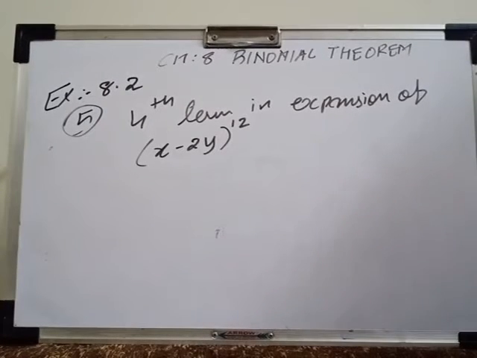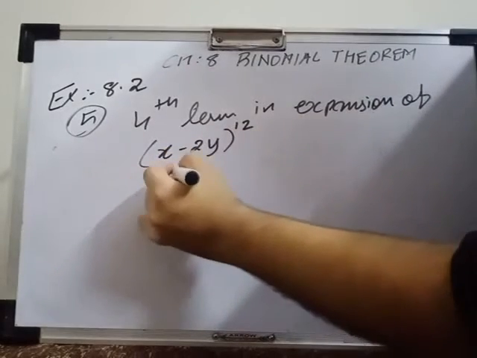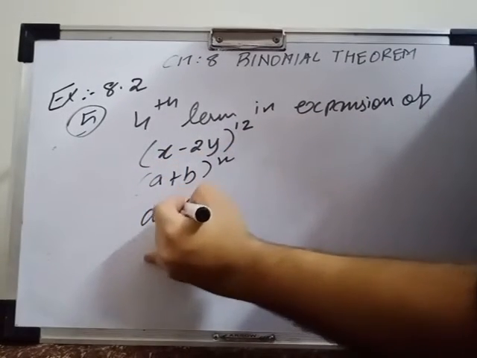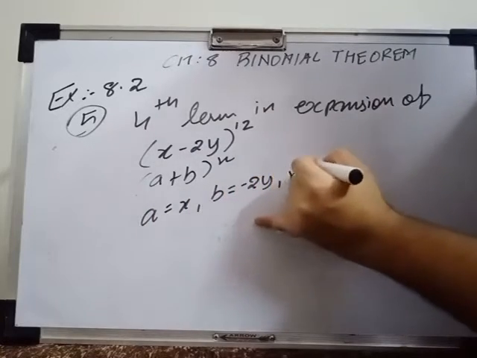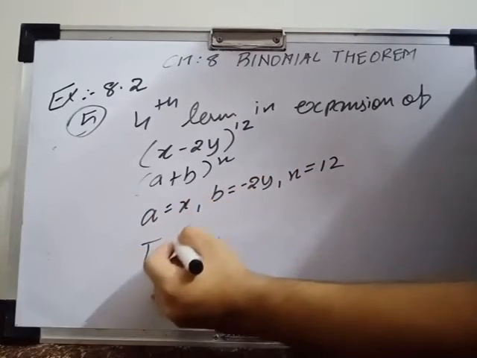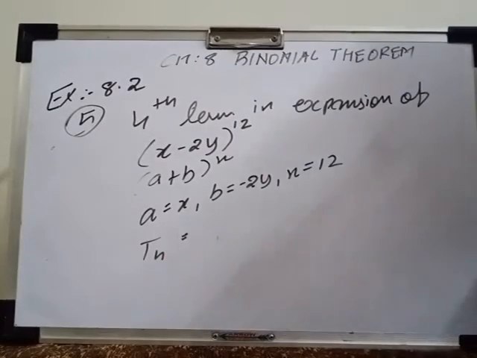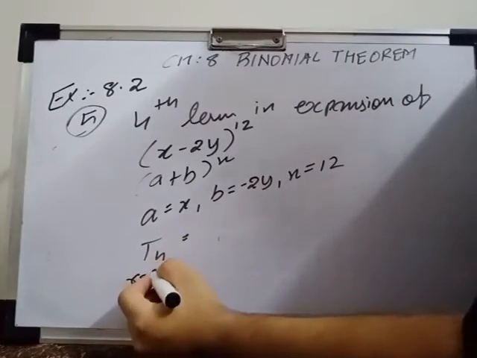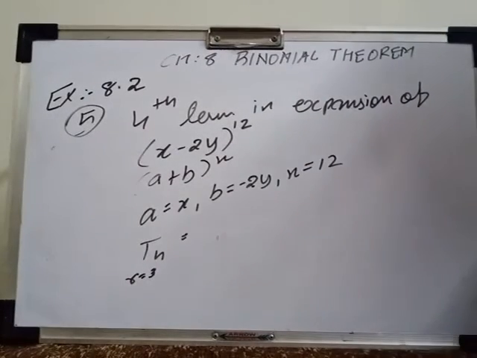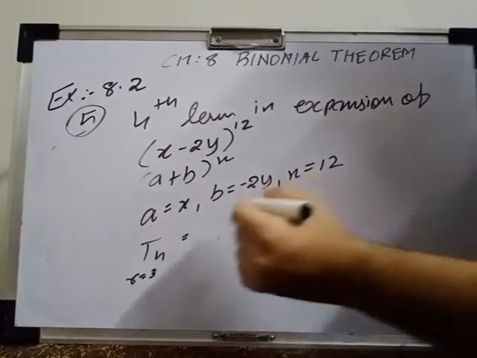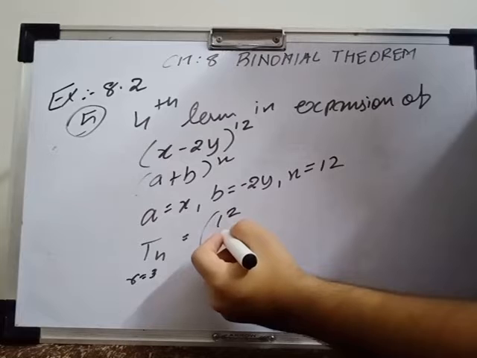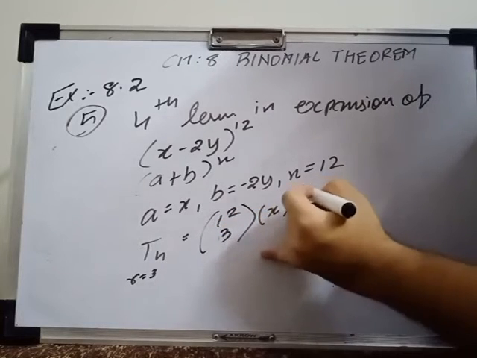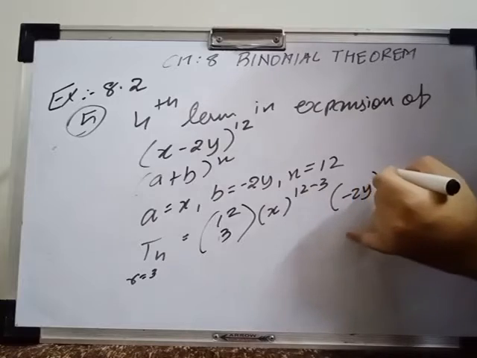Let's refer to the fifth question, where we are asked to find the fourth term in the expansion of x minus 2y raised to 12. If I compare this with a plus b whole raised to n, then my a is x, b is minus 2y, and n is 12. So if I want the fourth term, then I told you that I will take r is equal to 3, one less than whatever it is asked. So my r is 3. I will apply the general term formula, n combination r, a raised to n minus r, b raised to r.